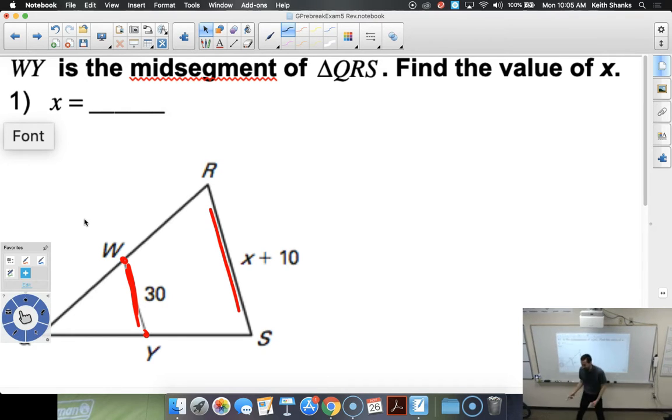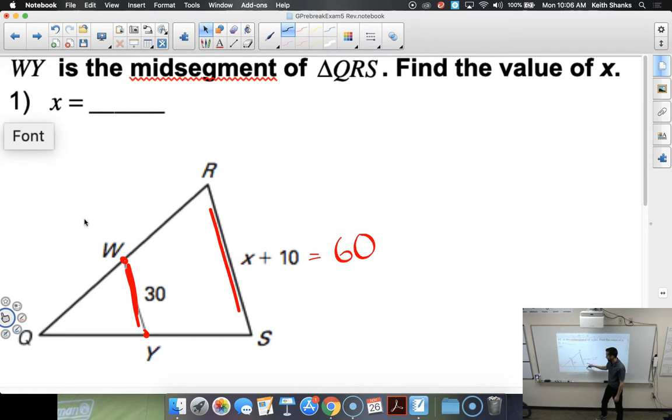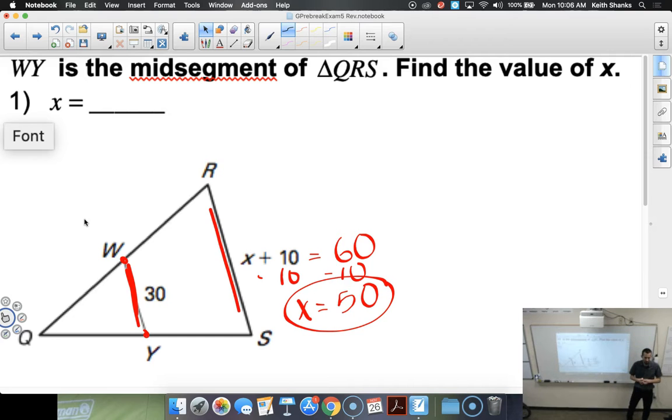So automatically, and these are nice, easy numbers, I'm going to set this one equal to 60, because 30 times 2 is 60. Okay, so subtract 10 from both sides, and x equals... Good? Everyone's like, I got one right.